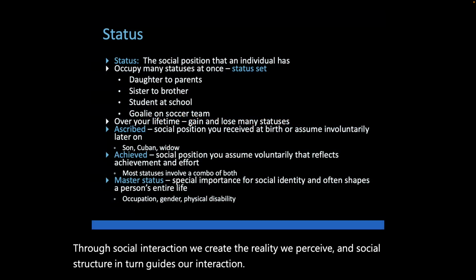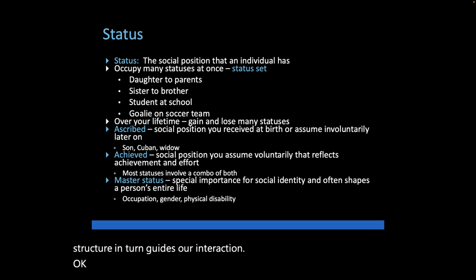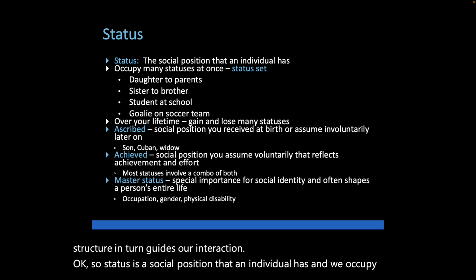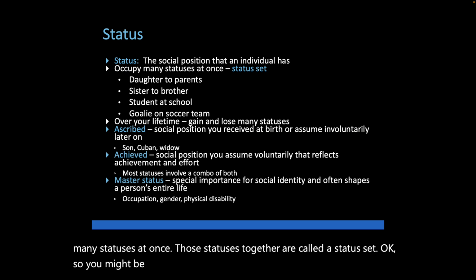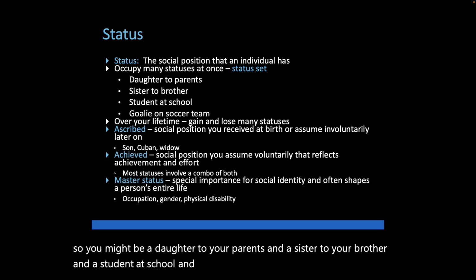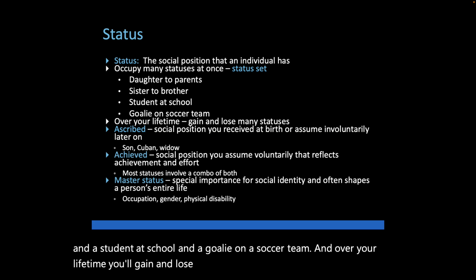Okay, so status is a social position that an individual has, and we occupy many statuses at once. Those statuses together are called a status set. So you might be a daughter to your parents, and a sister to your brother, and a student at school, and a goalie on a soccer team. And over your lifetime, you'll gain and lose many statuses.